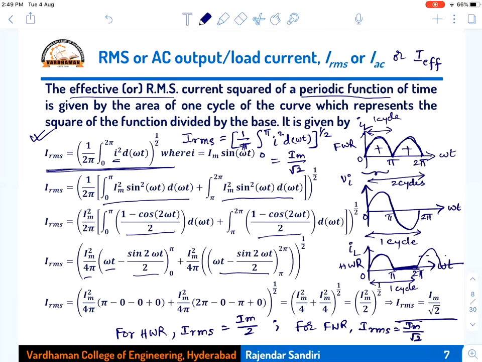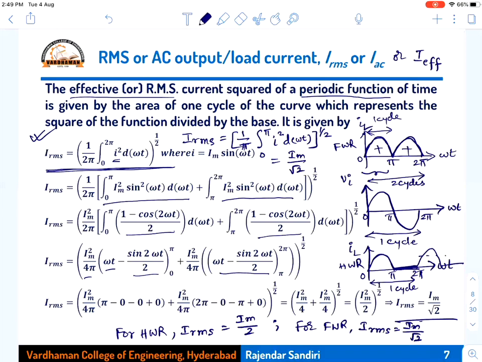You can take any number of cycles. 0 to pi you can take, 0 to 2 pi you can take, 0 to 3 pi you can take, 0 to 4 pi you can take. The answer you will be getting is only Im by root 2. You can take for 1 cycle or 2 cycles or 3 cycles. The answer will be Im by root 2 only.